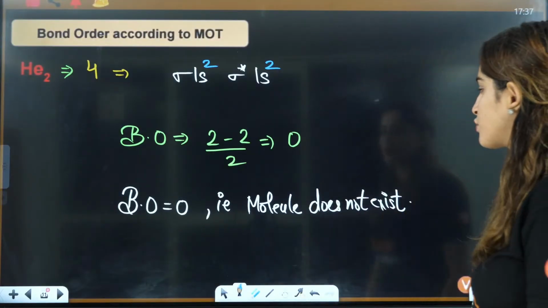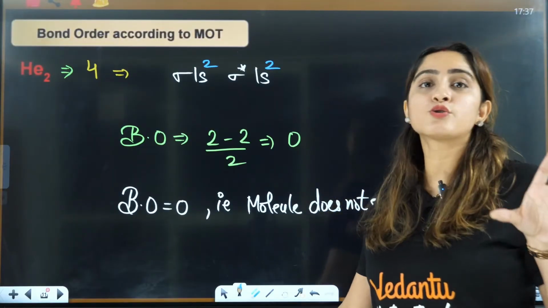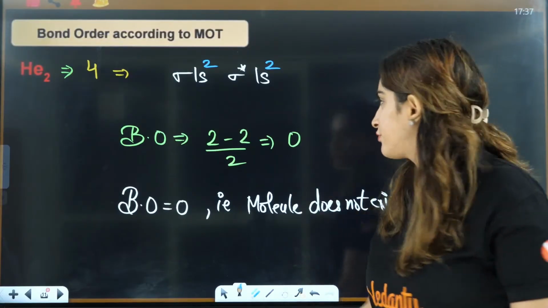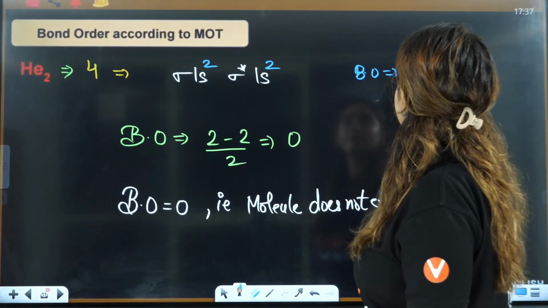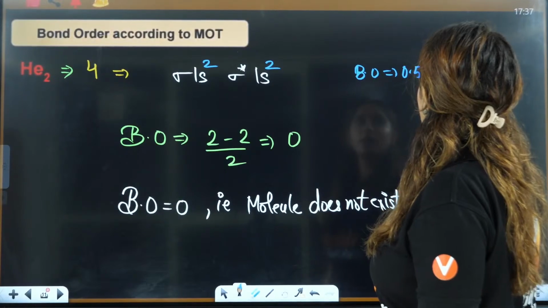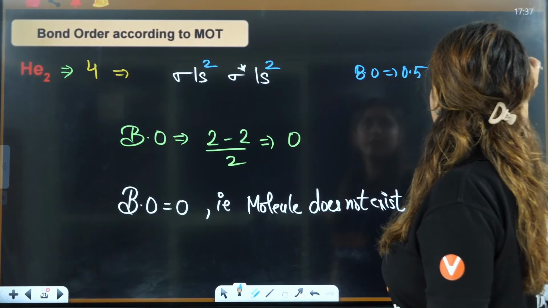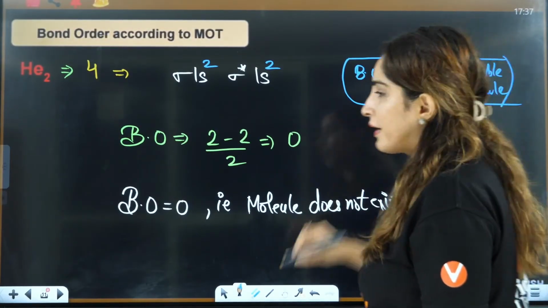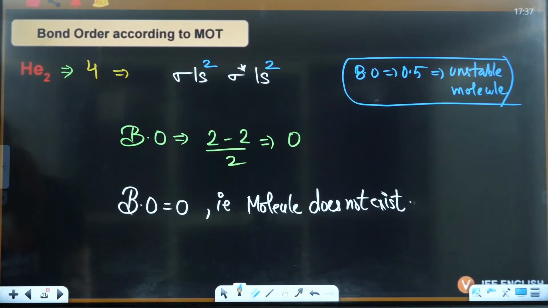Now when bond order is 0, the molecule does not exist. When bond order is, let's say, 0.5, in that case it will be an unstable molecule.